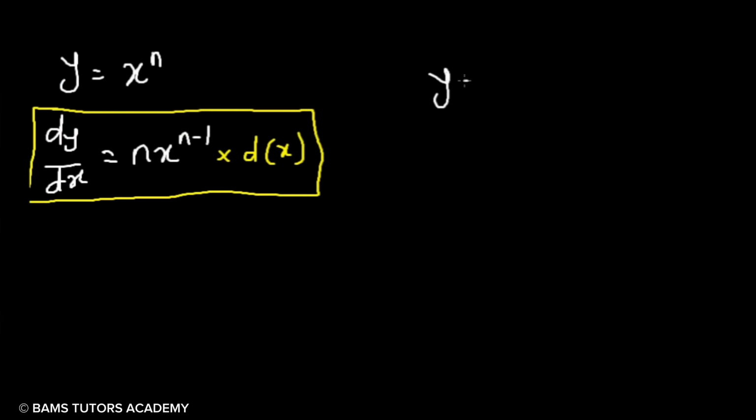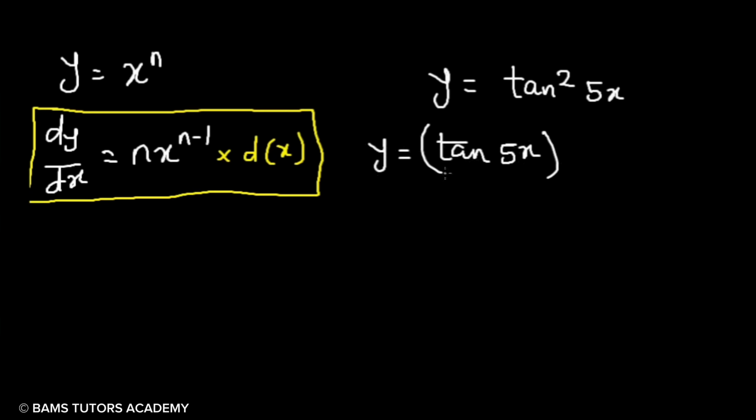Suppose you are given y is equal to tan squared of, let's say, maybe 5x. I want to differentiate this function. You can also write this as y is equal to tan of 5x all to the square. Okay, so in this case, you see that the whole of this tan 5x is your x, and this 2 is your n.